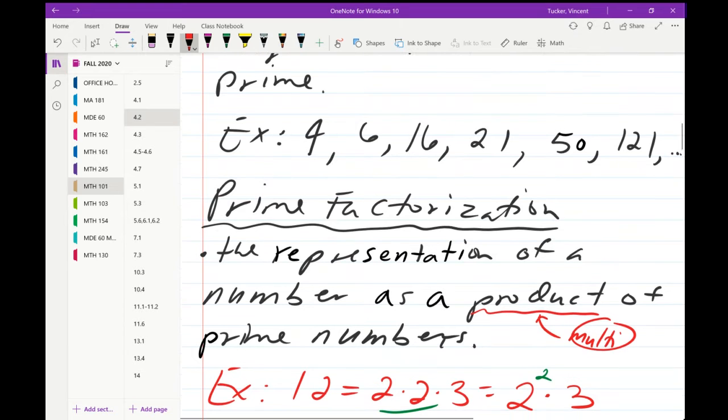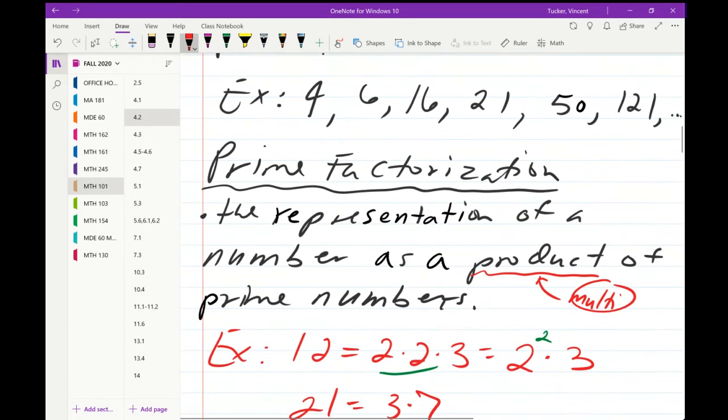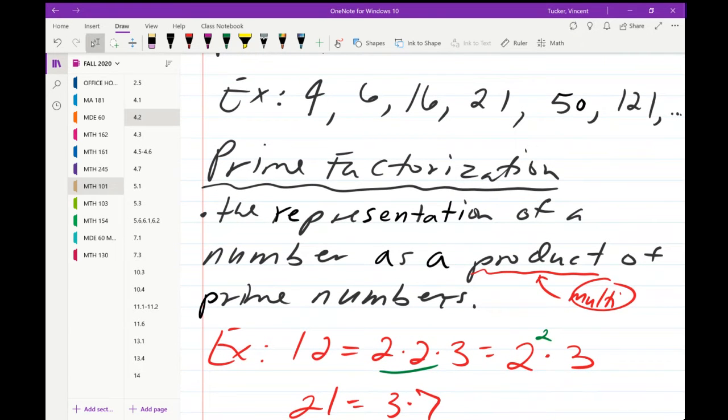So product means multiplication. So when we go back to 12, that last factorization that we talked about was actually a prime factorization. So we have 2 times 2 times 3. Notice that all of these numbers are prime numbers. And when you multiply 2 times 2 times 3, it gives us our 12 back. So it can't be the prime factorization of a number if they're not all prime numbers, or when you multiply them back out, they don't give you what you originally had.